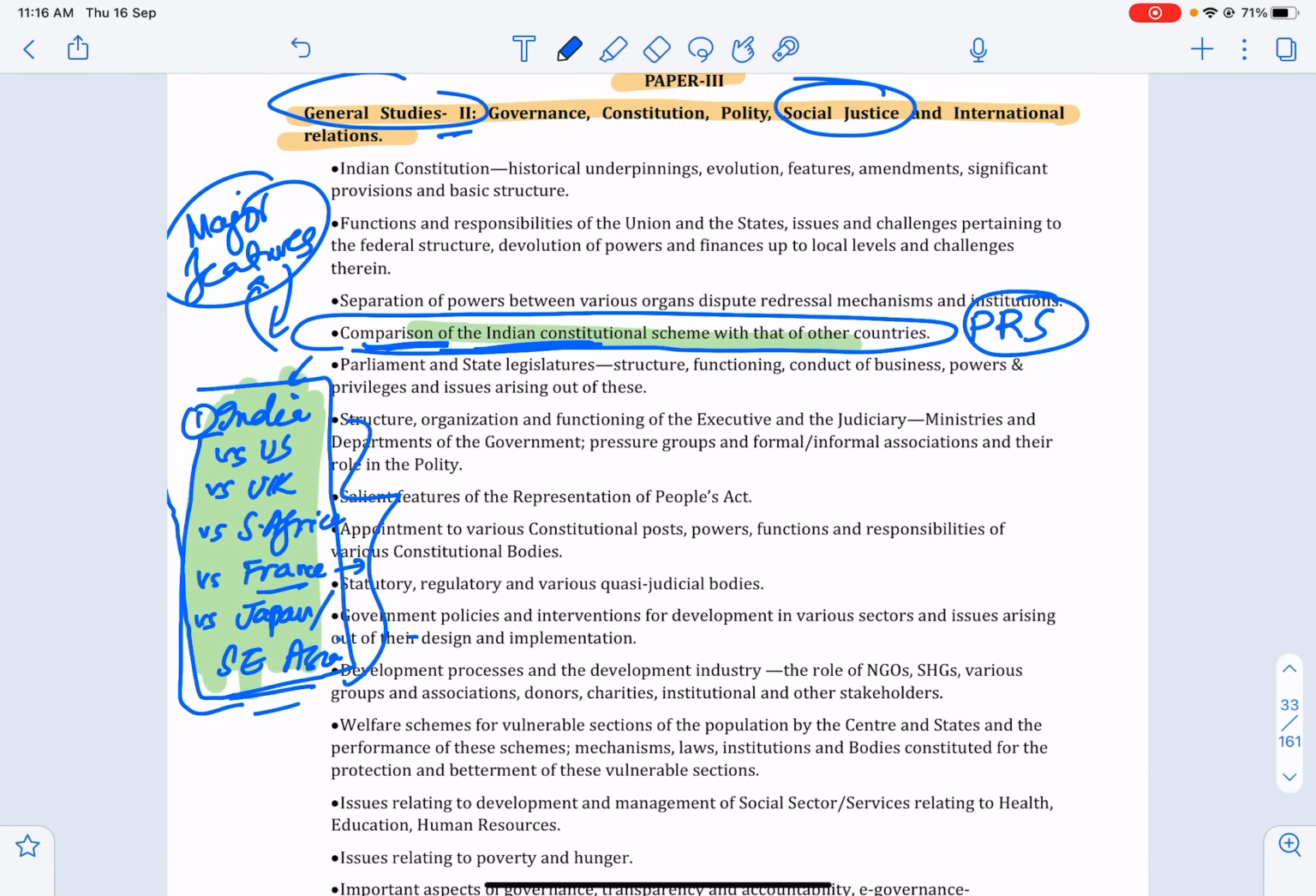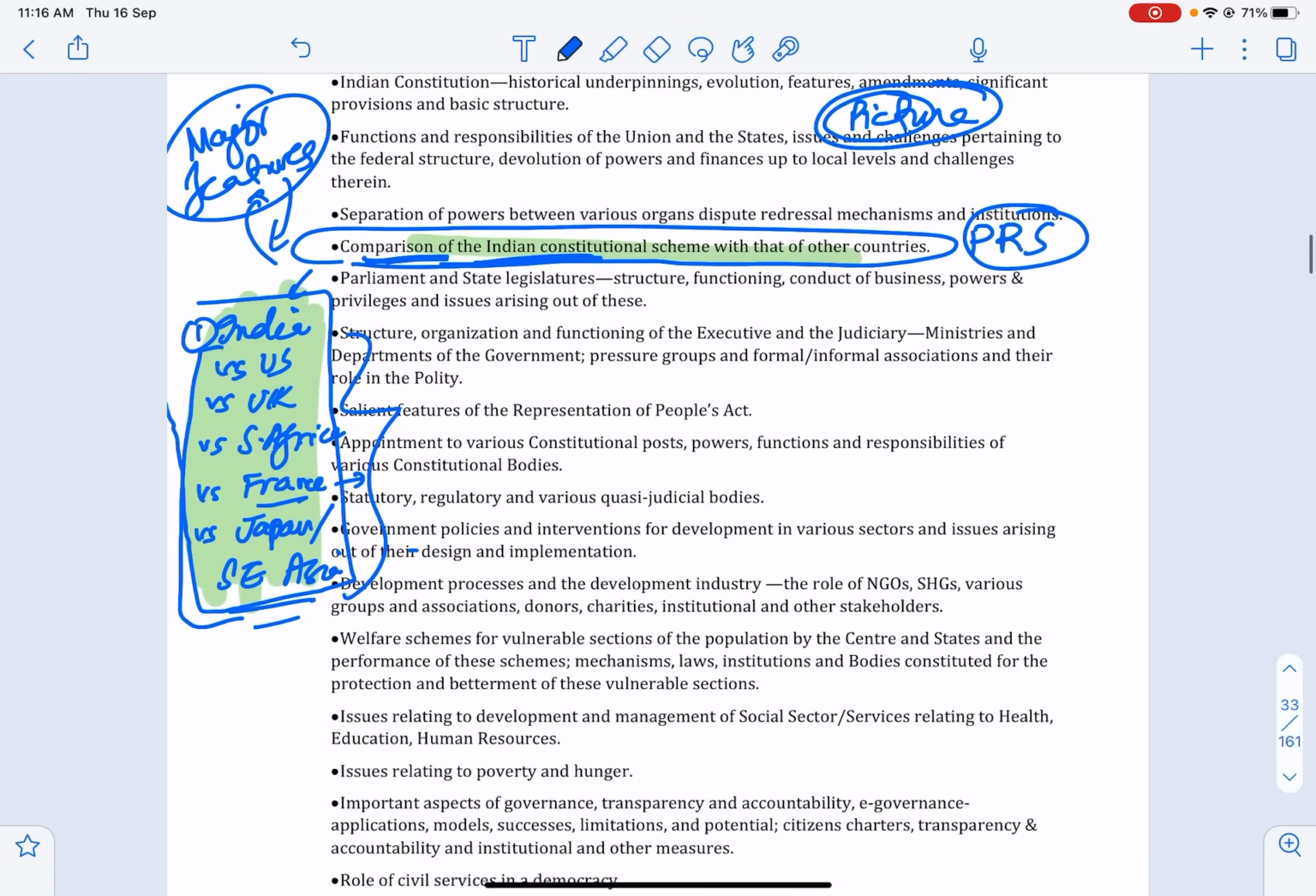Otherwise, what will happen? Coaching institutes will keep telling you, ye padho, wo padho. They will provide you all this material, but it will be useless because you don't have a clear picture in your mind. You should have a very clear picture in your mind so that you are able to really synthesize so much information and understand it.